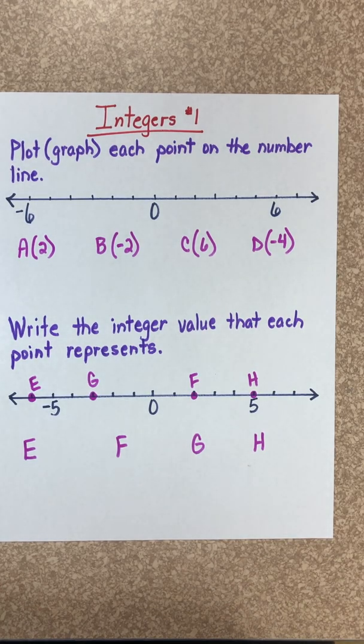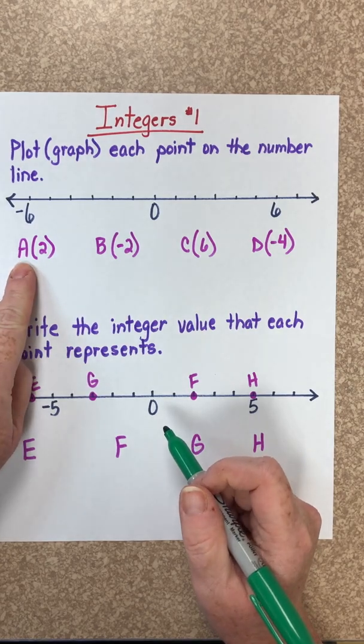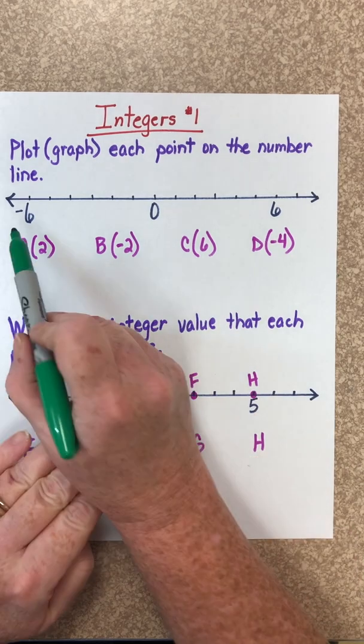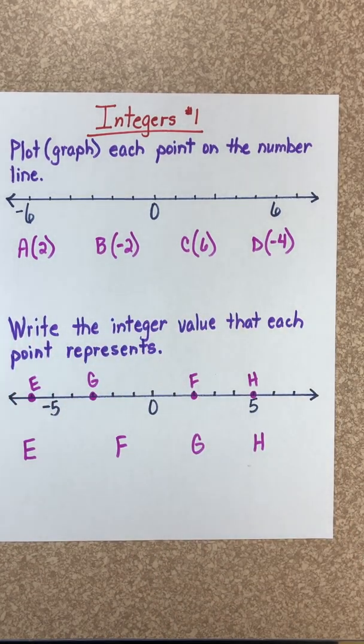So the first one we're supposed to graph is A. Notice these are all capital letters. A at 2. Well, here's my number line, and notice I don't see the number 2, so we need to fill in the number line so we can find 2.